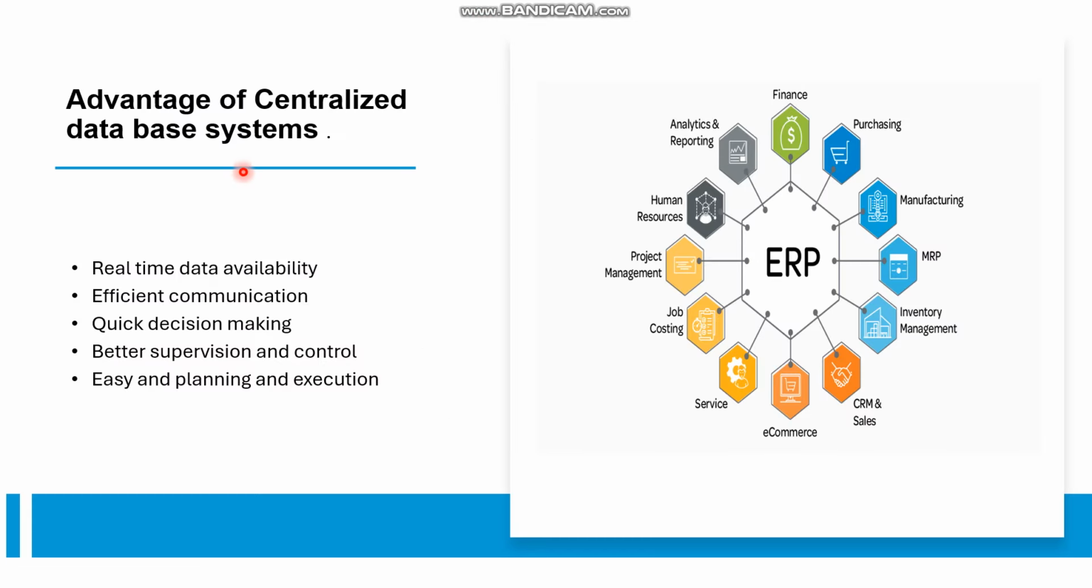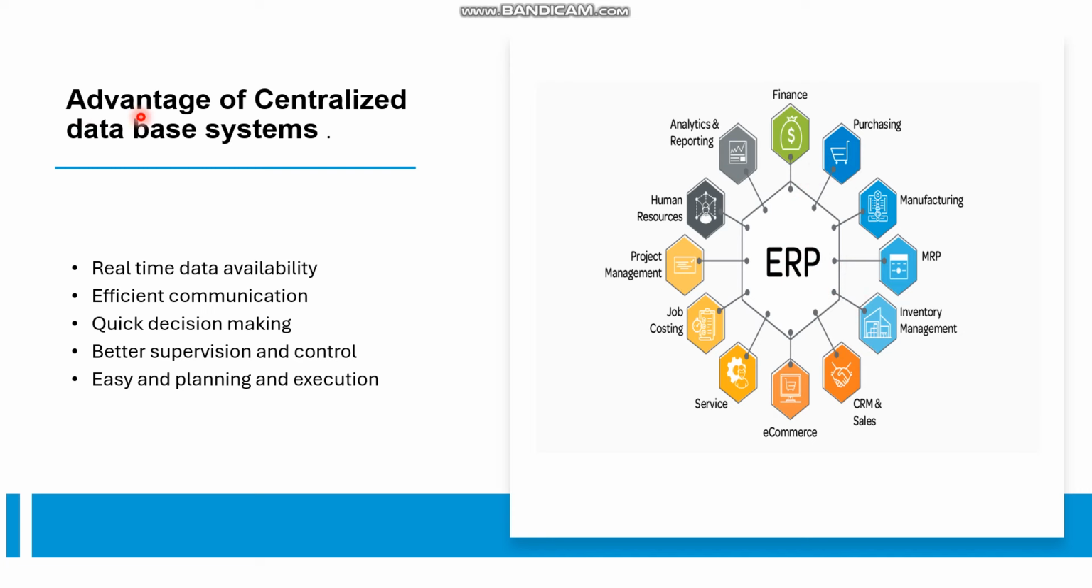So what are the advantages of a centralized database system? As you can see in the image, with the ERP system, different departments are connected, like finance, purchase, manufacturing, MRP related things, which is nothing but production planning, inventory management, sales and so on. All these departments are integrated with each other with the help of ERP, which is making a centralized database system. So if someone from the purchasing side wants sales data, they can get it from the central database system. That is the functionality of ERP.